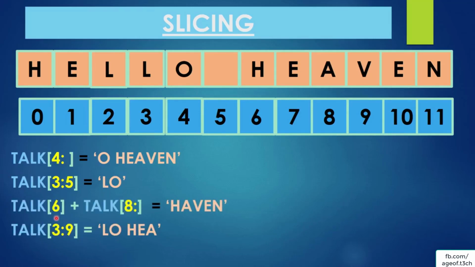And if I were to do talk 6, I get H, and I can actually add them together. So I can have an index, and I can have a slice and add them together. If I do 8 colon, I'm going to get A, V, E, N. So that's going to be 8 for A, all the way to 11 is N, and you get the output of haven. And if you were to do talk 3 colon 9, you get lo, H-E-A. So we're starting at 3, and we go all the way, but not including 9. Hence we get lo, H-E-A.